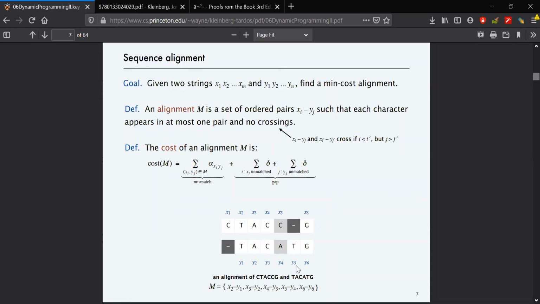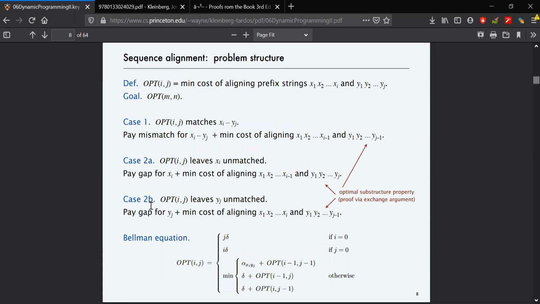So for us, if j was 5 and if this was the optimum matching, then y5 is left unmatched. And then you have to pay the corresponding cost. You have to pay the gap cost for y, right? Additionally, you have to pay the optimum cost for the rest of the string.